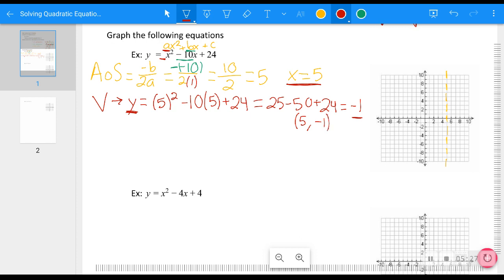So my vertex is going to be the x value, which is 5, comma, the y value, which is negative 1. So if we go over on our graph and plot that point, we're going to go over 5 to the right and down 1. So my vertex is going to be right here, that little red dot. So now we have 1 point, but we need a few more to be able to actually draw the graph.